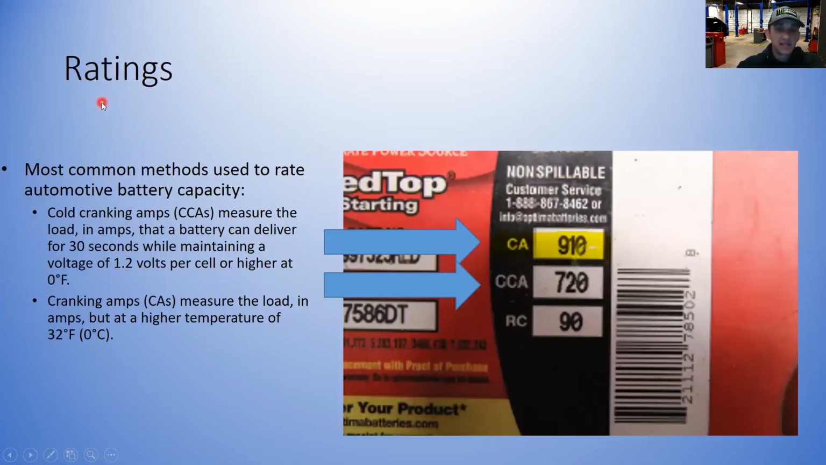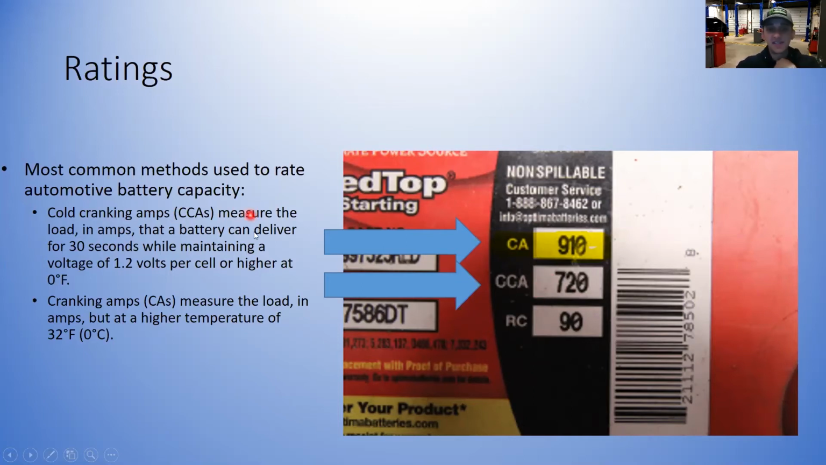Let's talk about some of the ratings of batteries. First I have listed here is the cranking amps, the cold cranking amps, and the reserve capacity. We're going to start with the cold cranking amps down here because this is what I like to use as a lot of the ratings for testing equipment, things like that. Most of the time the parts stores will ask you what the cold cranking amps are in the battery that you have, different things like that. A lot of testing equipment likes to use this too.